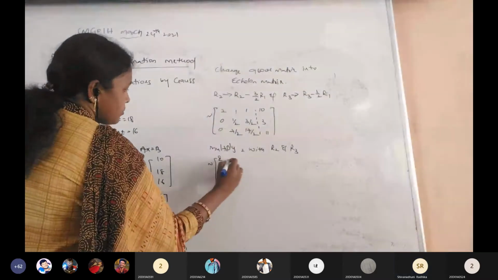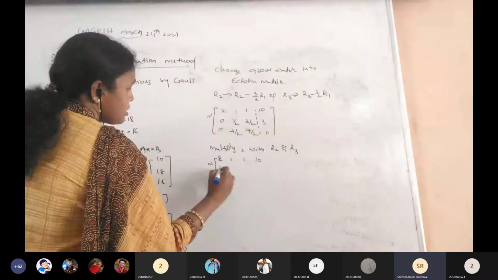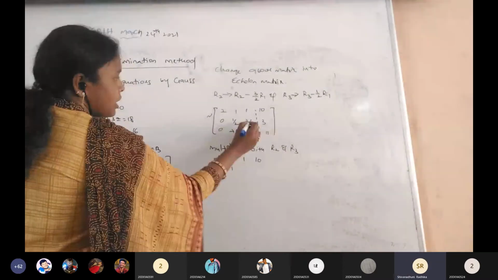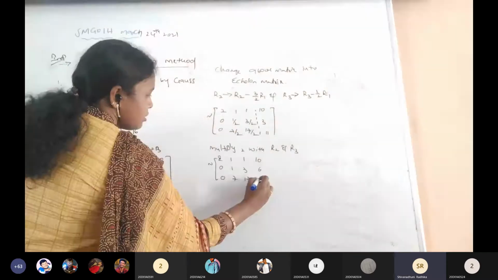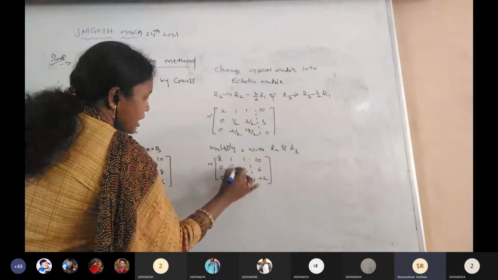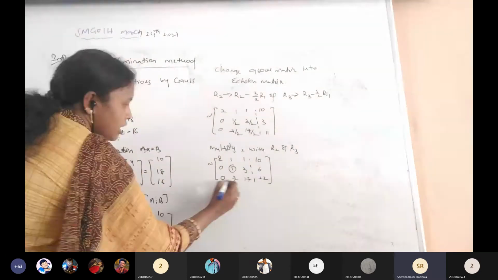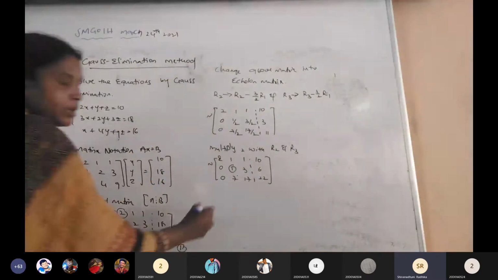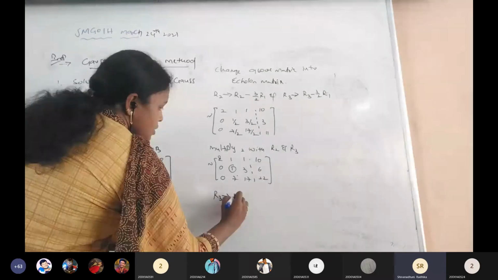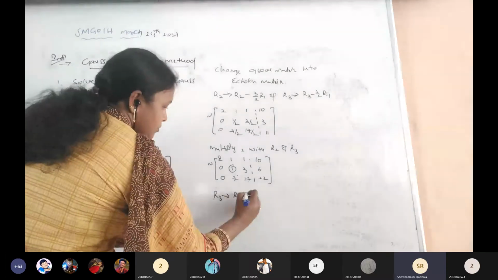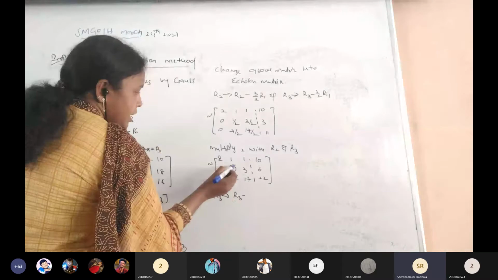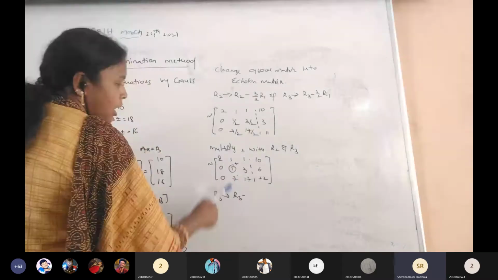Anything wrong? 10, 0, 2 into 1 by 2, 1, 2 into 3 by 2, 3, 6, very good. 0, 7, 17, 22, very good. Next, the second row, second element with the pivotal, change this element. Now R3 changes to R3 minus. By using R2 second element, we need to change the below element. Now using R2, 7 R2. Then the reduced. Yes. R3 minus 7 R2.